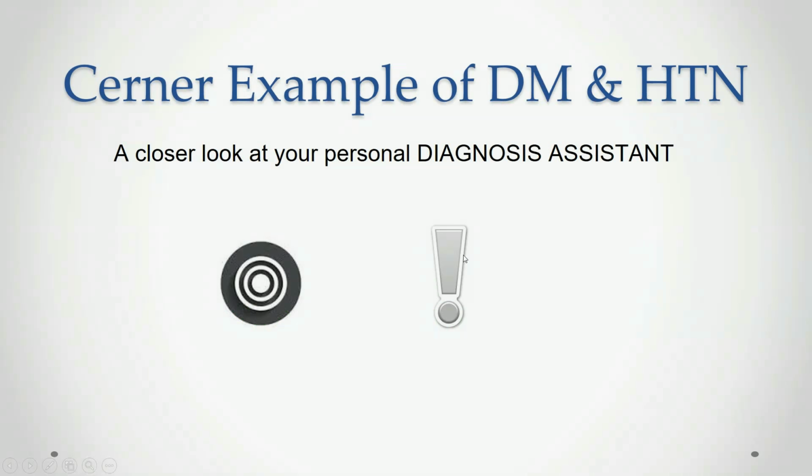So we'll take a couple of examples in Cerner for diabetes and hypertension. One thing that I want to show you here is what's called the diagnosis assistant. There are two symbols you're going to be very familiar with, a target symbol and an exclamation mark. If you happen to see a target symbol, you're most likely pretty specific in your diagnosis. If you see an exclamation mark, the system is trying to flag you to say, maybe you need to be a little more specific. And then it will try to help you find a more specific code. So let's shift.